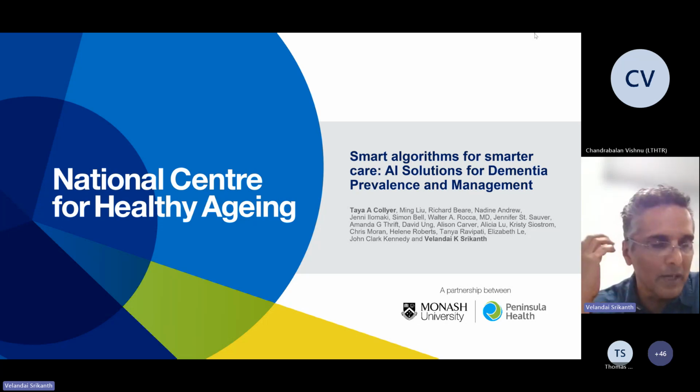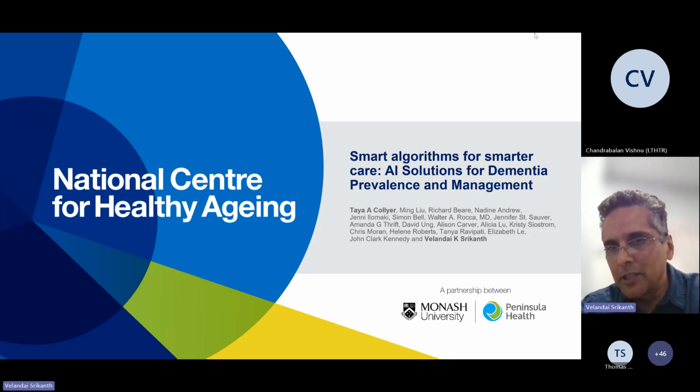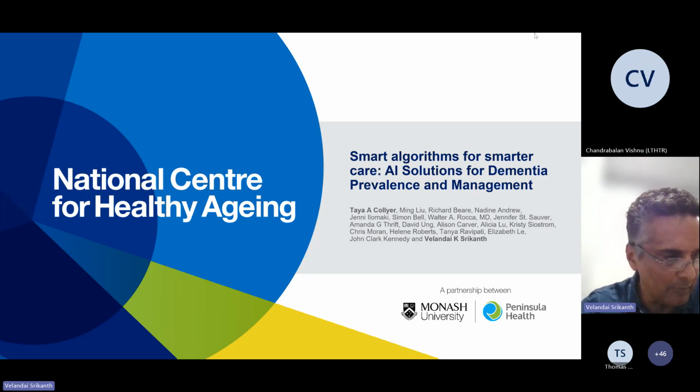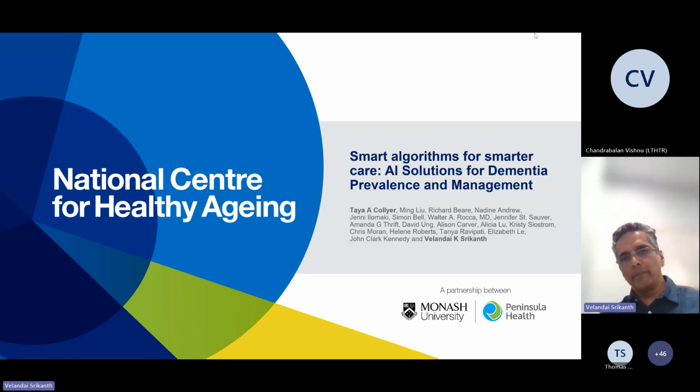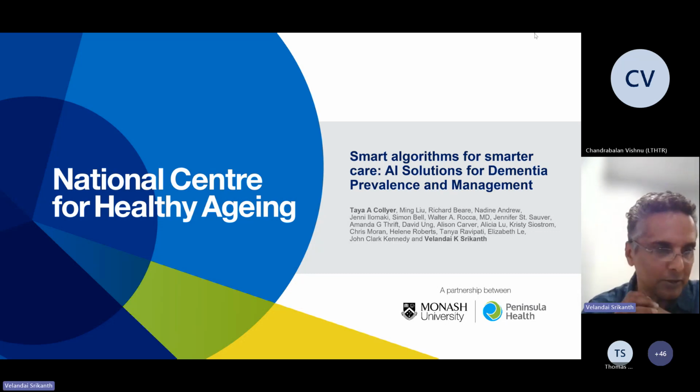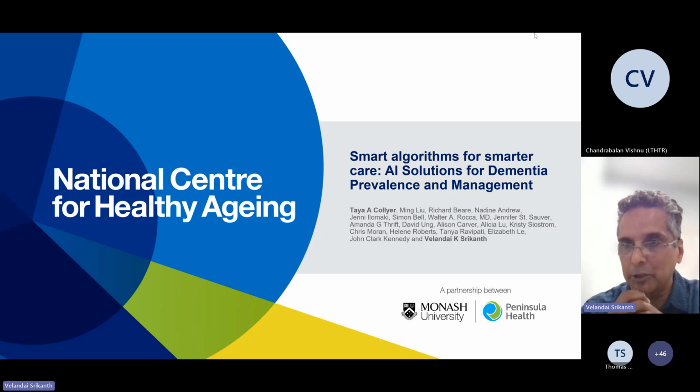So I'm a clinician. I'm a specialist geriatrician. I'm a dementia specialist. I'm also the director for the National Centre for Healthy Aging. And Richard and I have been working on this particular problem of using unstructured data to advance our knowledge about dementia.